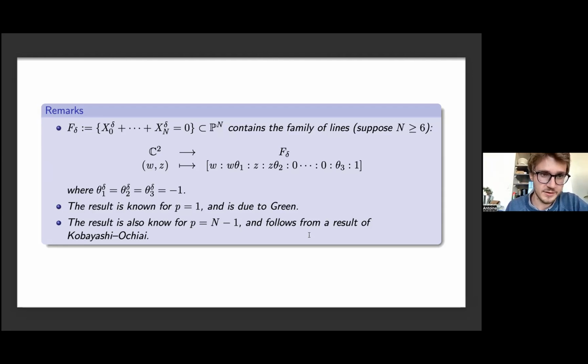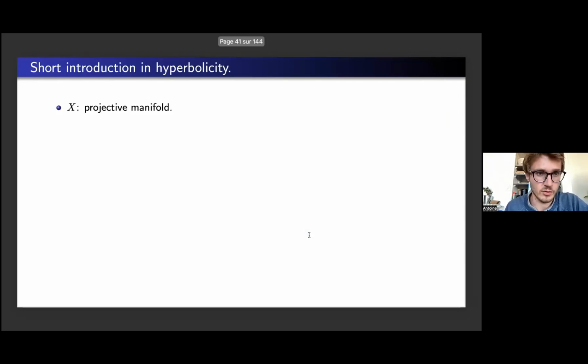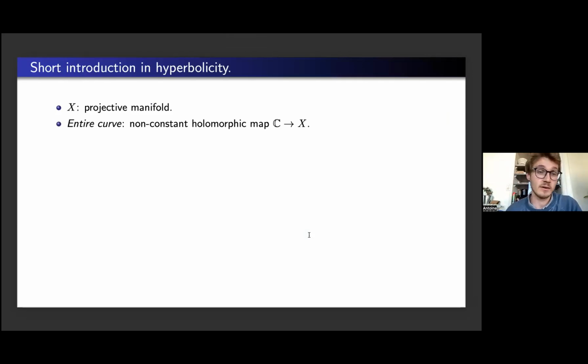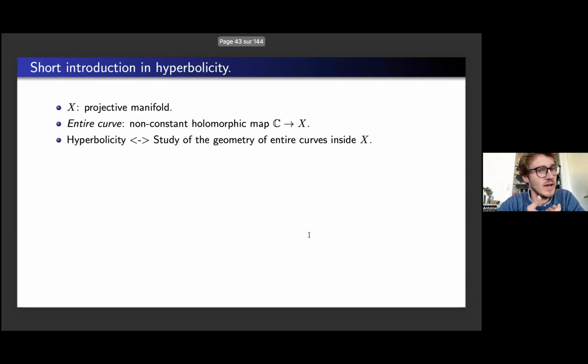Okay, so the goal of this part is to give the idea of the proof of these results. So first, let me motivate it and give a short introduction to hyperbolicity. We take X a projective manifold, and by entire curve, we mean a non-constant holomorphic map from the complex plane to X. So basically, when we talk about hyperbolicity, at least in our setting, we will mean the study of the geometry of entire curves inside X.